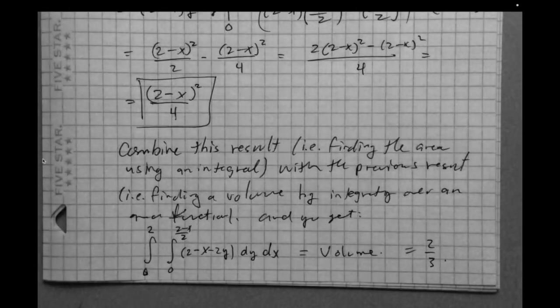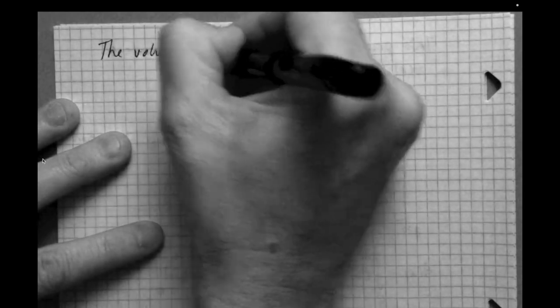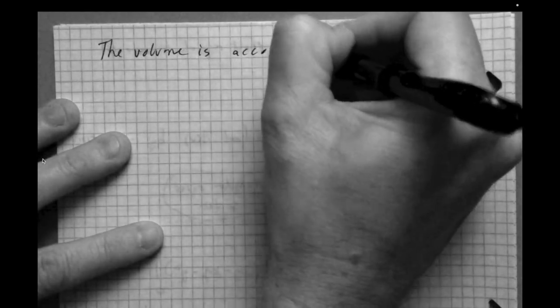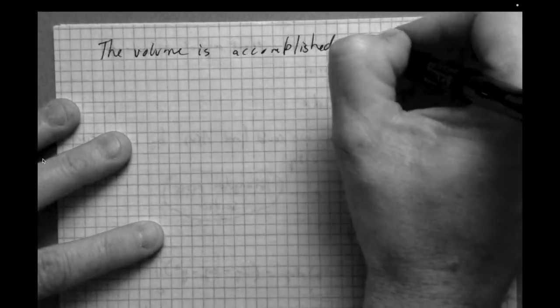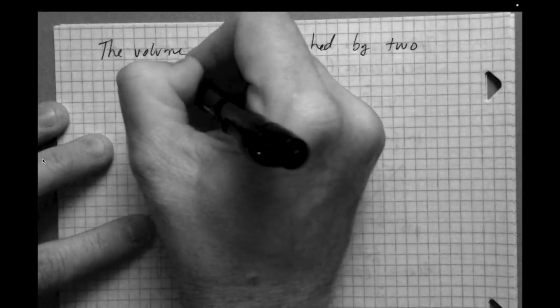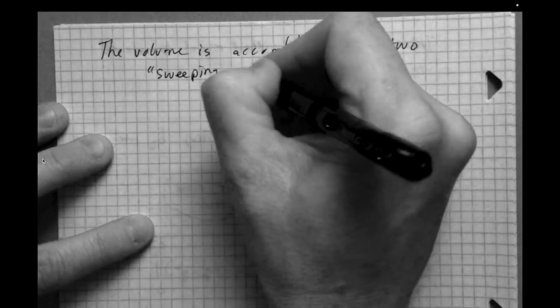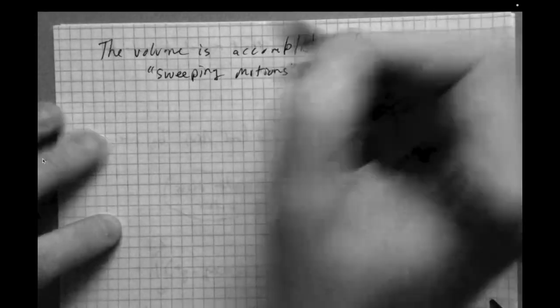And so that's the idea. That's the basic gist of what we want to be able to do with these double integrals. Using iterated integrals, we want to be able to calculate this. Now, the way you should think about this, how is the volume accomplished in this way? The volume is accomplished by basically two sweeping motions. Okay, let me try to draw a picture.